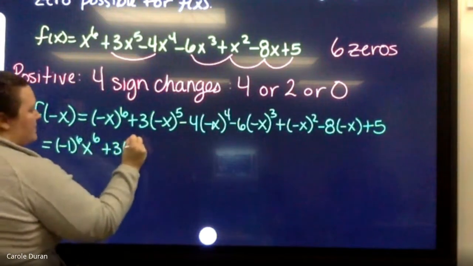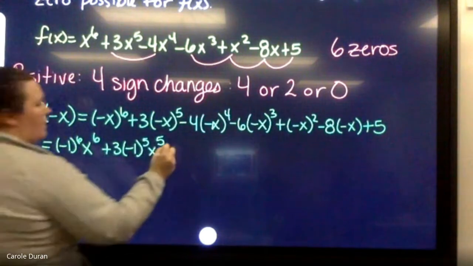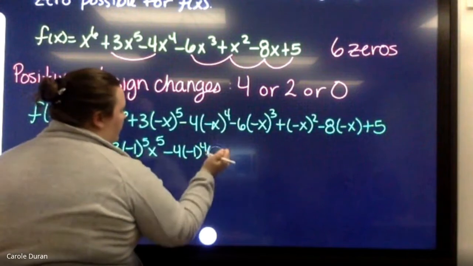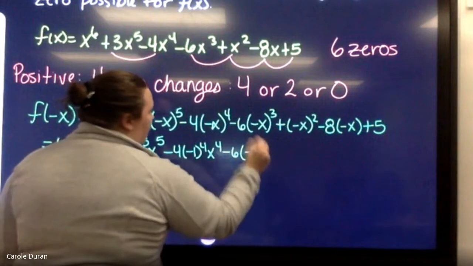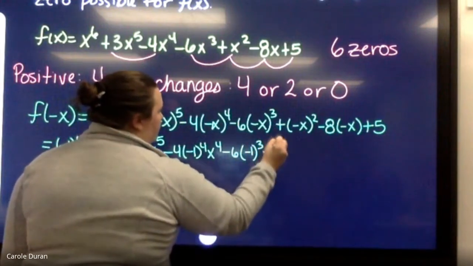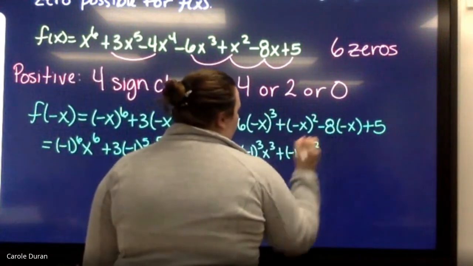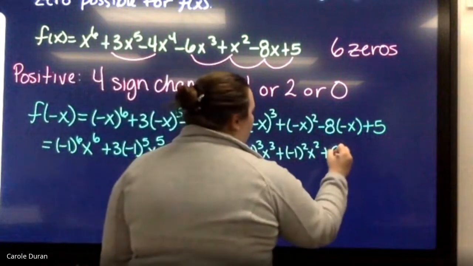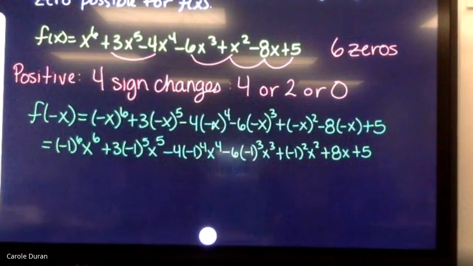plus 3 times negative 1 to the 5th times x to the 5th minus 4 times negative 1 to the 4th times x to the 4th minus 6 times negative 1 cubed times x cubed plus negative 1 squared times x squared. The negative 8 and the negative x I can put together to be a positive 8x and then plus 5 at the end. So every single one of my negative x's I separated into negative 1 times x.